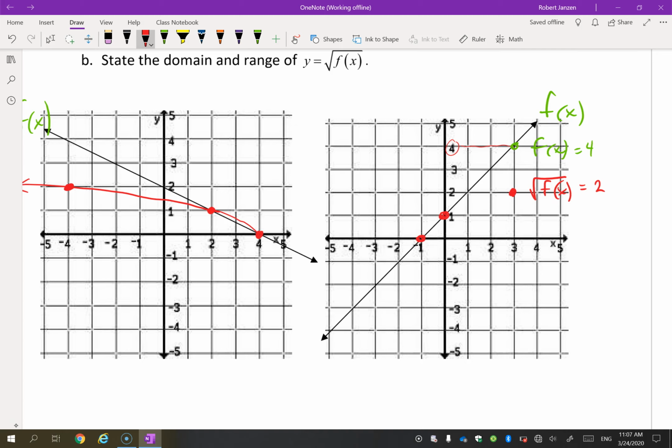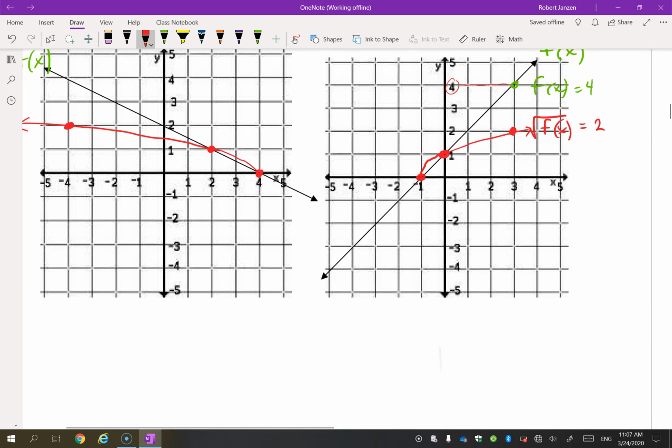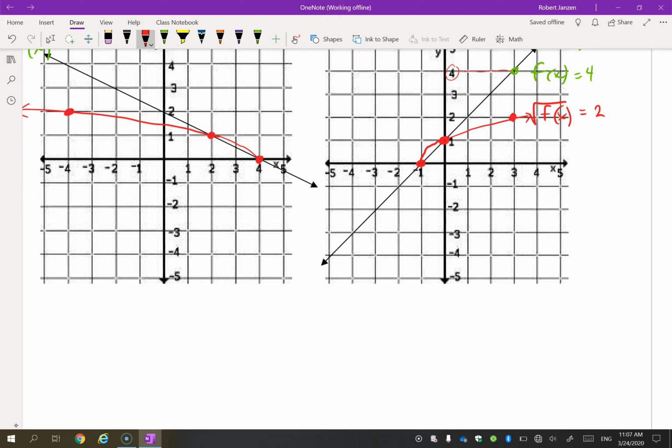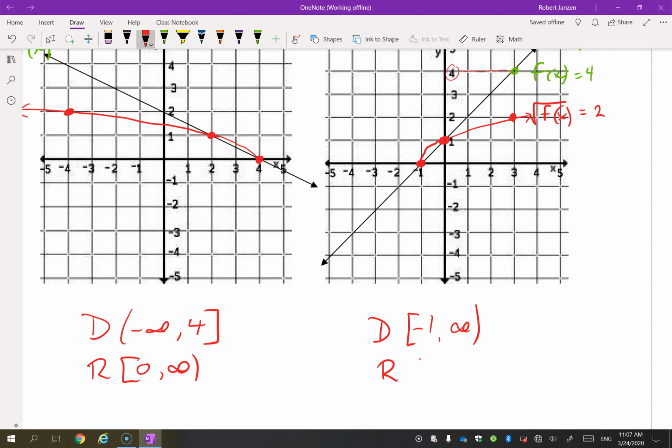Alright, and that should be enough to graph. If I connect these dots, go above there and below here. Okay? Let's state the domain and range for the new graph. Well, the domain is negative infinity all the way up to 4 for this one. The range is 0 to infinity. Okay, the domain here from negative 1 to infinity, and the range from 0 to infinity.